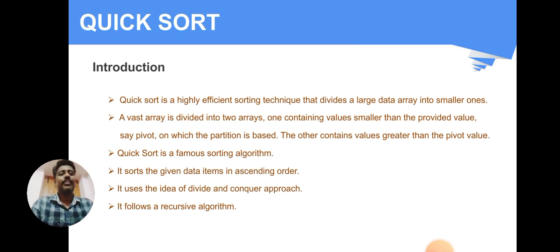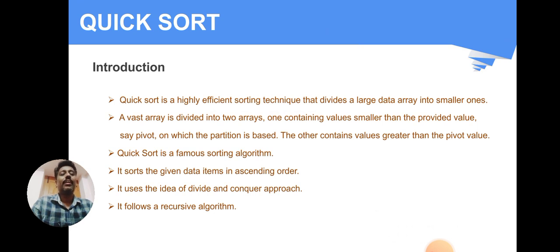So, what is sort? Sort means the array of elements are arranged either in ascending order or descending order. So, what is quicksort? Most of the sorting techniques use a divide and conquer approach. Quicksort means a vast array is divided into two arrays, one containing values smaller than the provided value, that means the pivot value, on which the partition is based. The other contains values greater than the pivot value.